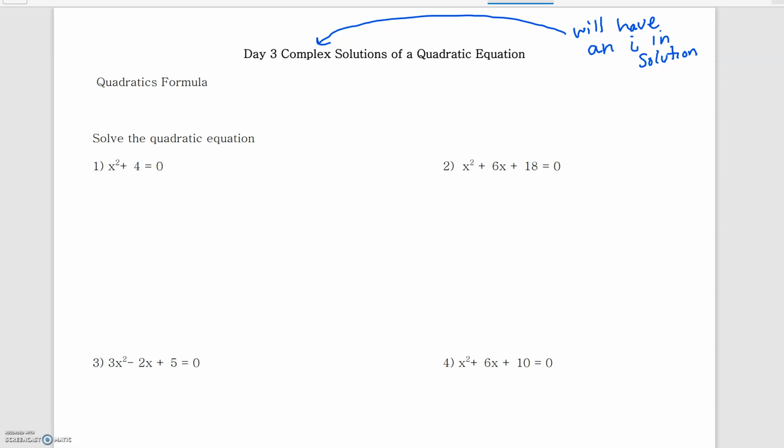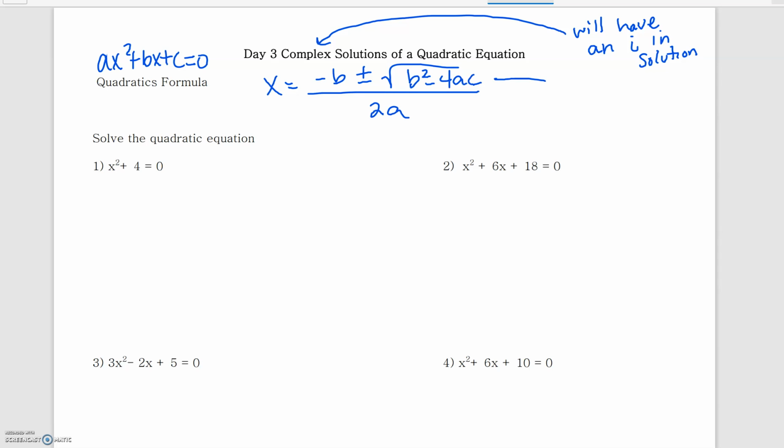So the quadratic formula, remember, is we have it in standard form, ax squared plus bx plus c equals 0, and then we're going to do x equals the opposite of b plus or minus the square root of b squared minus 4ac all over 2a. And if there is a negative, we now have an imaginary solution. So that's what we're going to take a look at here.